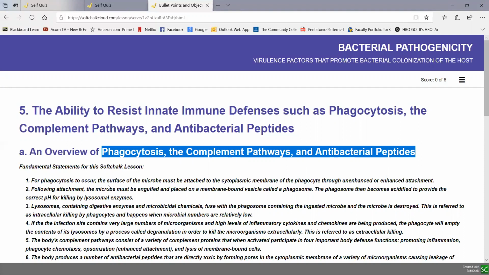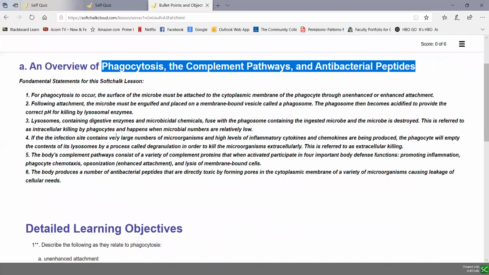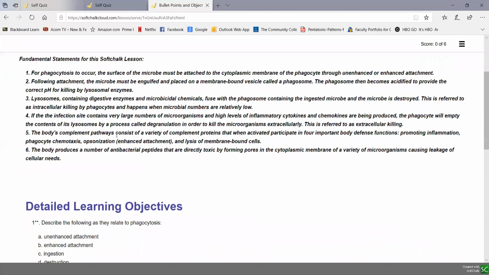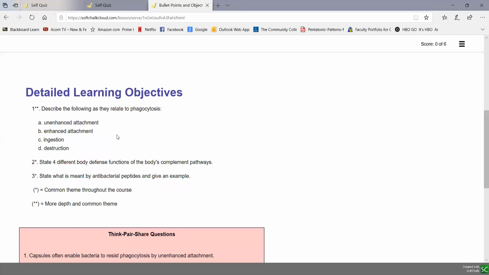Once again, don't forget to go over your fundamental statements or bullet points for this SoftChalk lesson and to learn your detailed learning objectives so you'll be ready for the Unit 3 exam.